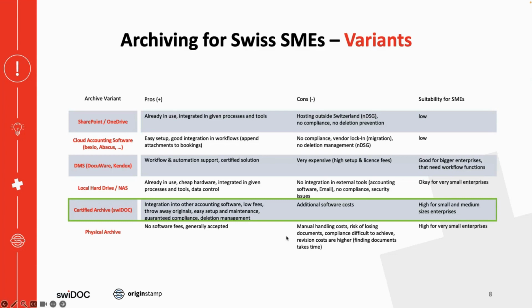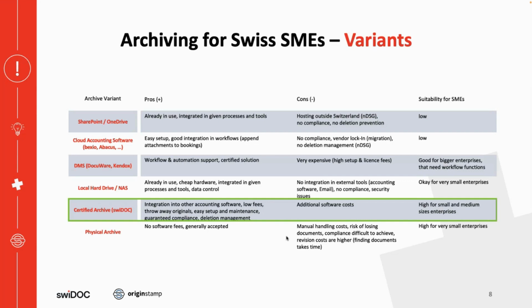And last but not least, we have the physical archive, which is generally still widely used and accepted. I think you shouldn't hate on the physical archive because it's still a relatively secure way, but what's also often forgotten is that the handling costs for the physical documents is high. If I have a tax revision, finding the documents can be very time intensive. And I think also it is outdated looking at the digital progress we have nowadays.